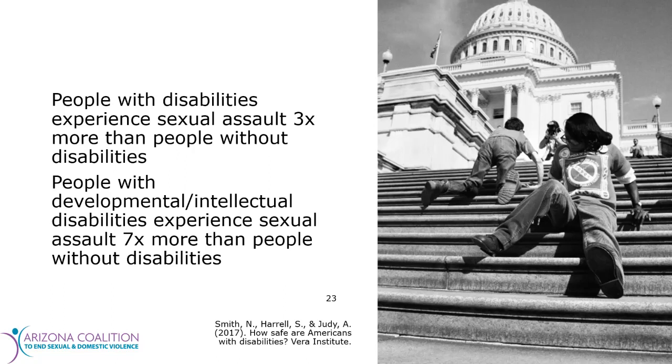But why is this? Well, people with disabilities are seen as less than a person, less capable, less intelligent, and it's easy to perpetrate sexual violence against someone who you view as less than you. Additionally, people with disabilities are often seen as unreliable reports and less credible witnesses. This community is also segregated much more often and isolated, and we know that sexual violence thrives in isolation.